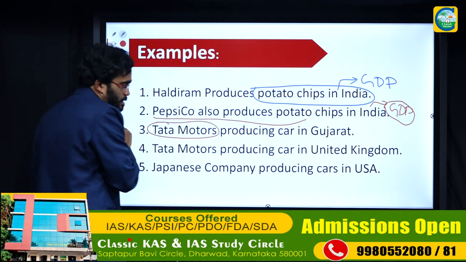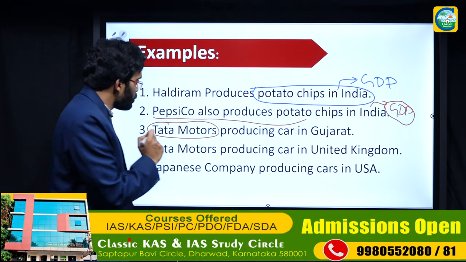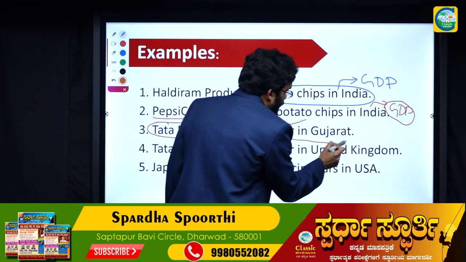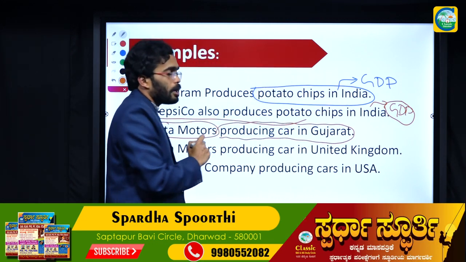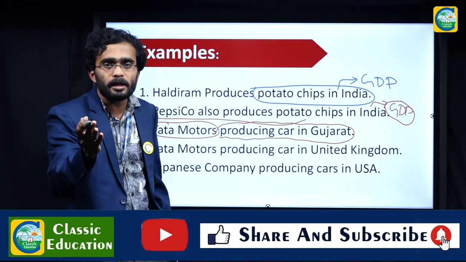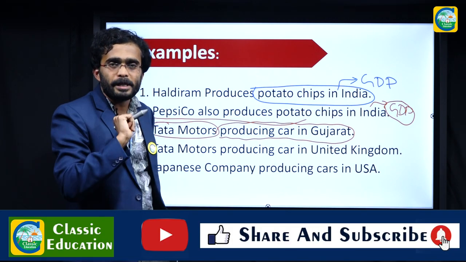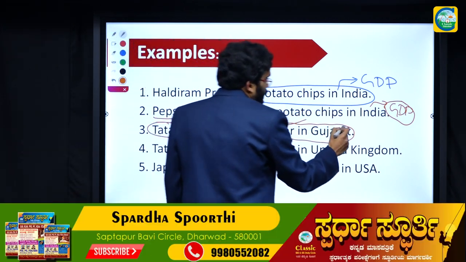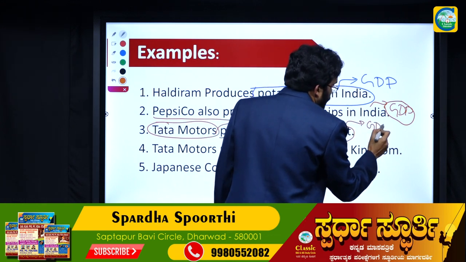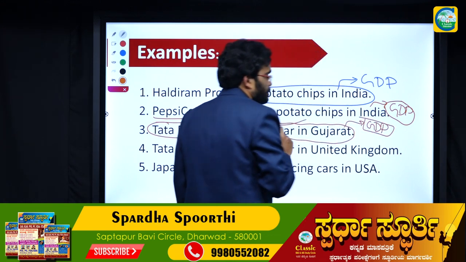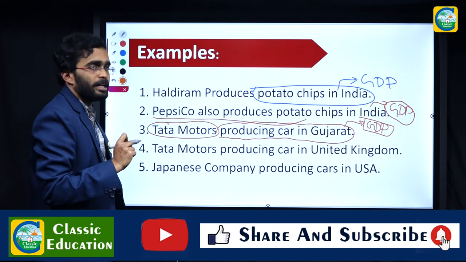Tata Motors, Tata Namak, Desh ka Namak. Tata Motors is producing cars in Gujarat. Does this come under GDP or GNP? Yes, you are right. It comes under GDP, gross domestic product. Okay, now let us move forward.